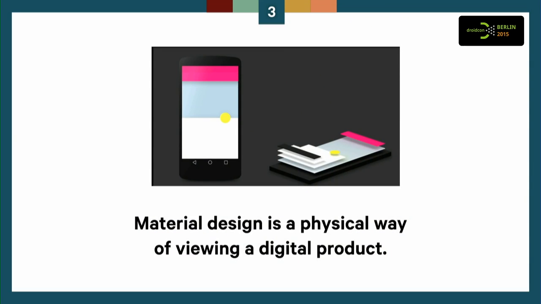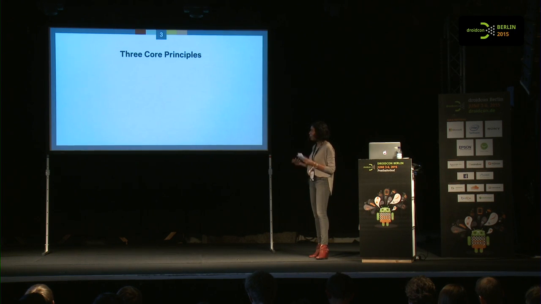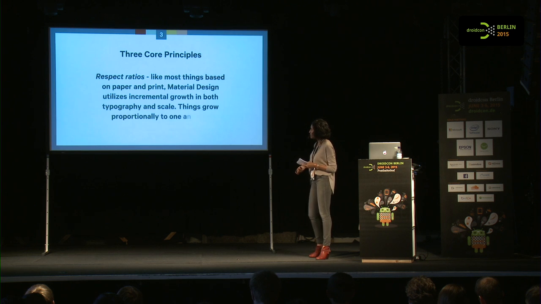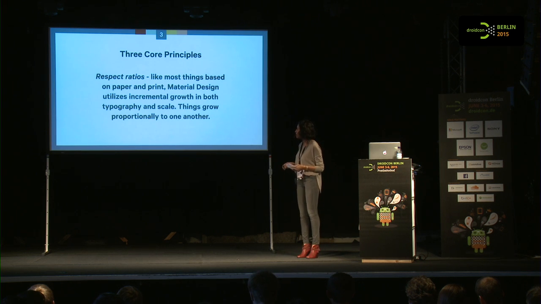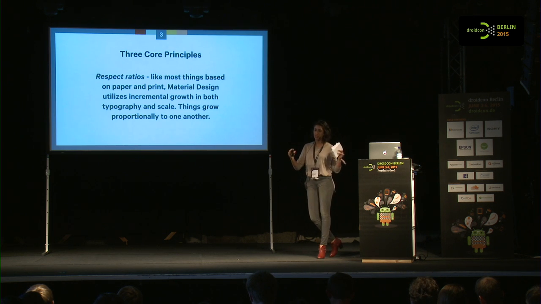In understanding that exercise, there are a few key things that are very material design that I would say don't step away from, always maintain. The first one is that material design is a physical way of viewing a digital product. So the three core principles that go with that are that you should really respect the ratios. Like most things based on paper and print, material design utilizes incremental growth in both typography and scale. Things grow very proportionally to one another.